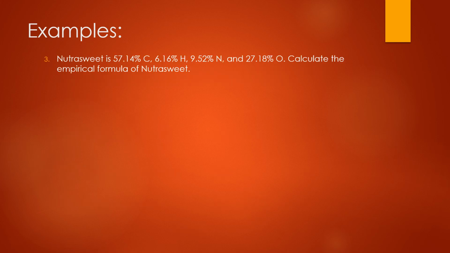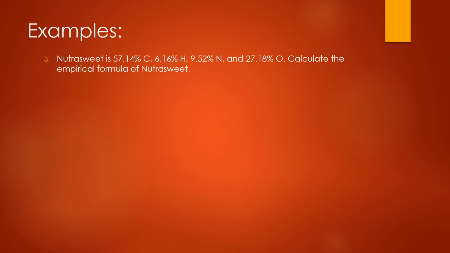All right, here's example number 3. We have NutraSweet, which is 57.14% carbon, 6.16% hydrogen, 9.52% nitrogen, and 27.18% oxygen. So what we're going to do is calculate the empirical formula for NutraSweet. Now remember, all those percents should equal up to 100%, so we can just say that they're the same thing as the mass in grams.